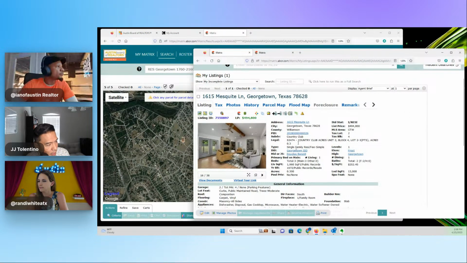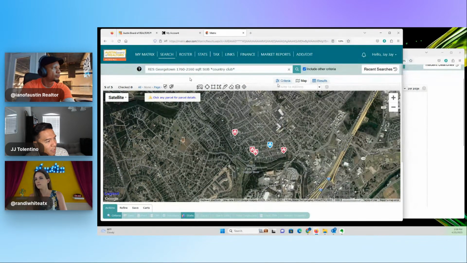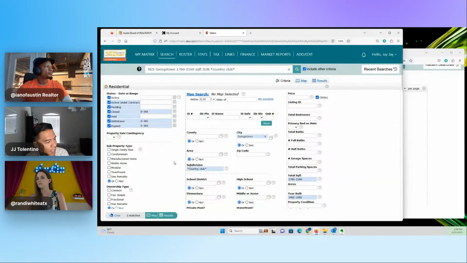So I did Country Club, and then I did 200 square feet around the subject property, like 1,960, so I did about 1,760 to 2,160. Year built, I did 10 years up and down just to see what it would give me. Before I dive into it, you can see the acreage is about a third of an acre. I put those criteria into the MLS search. You can see square footage, all that here.